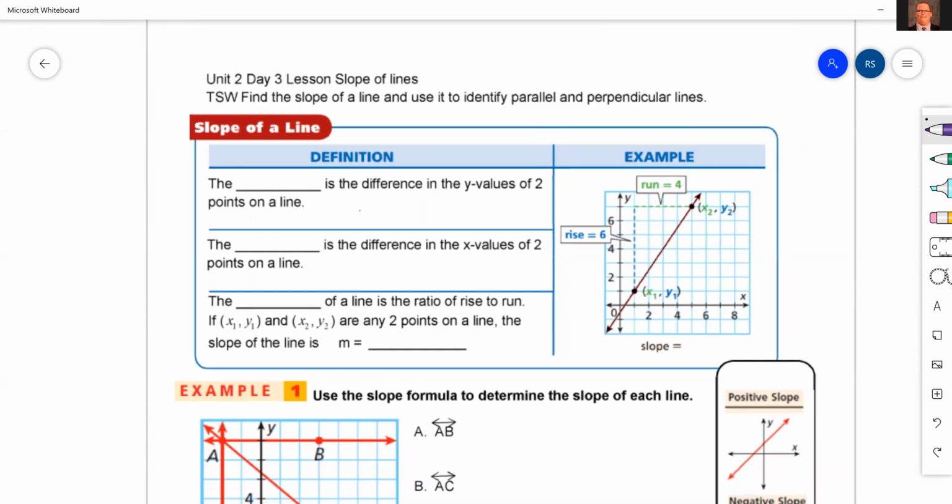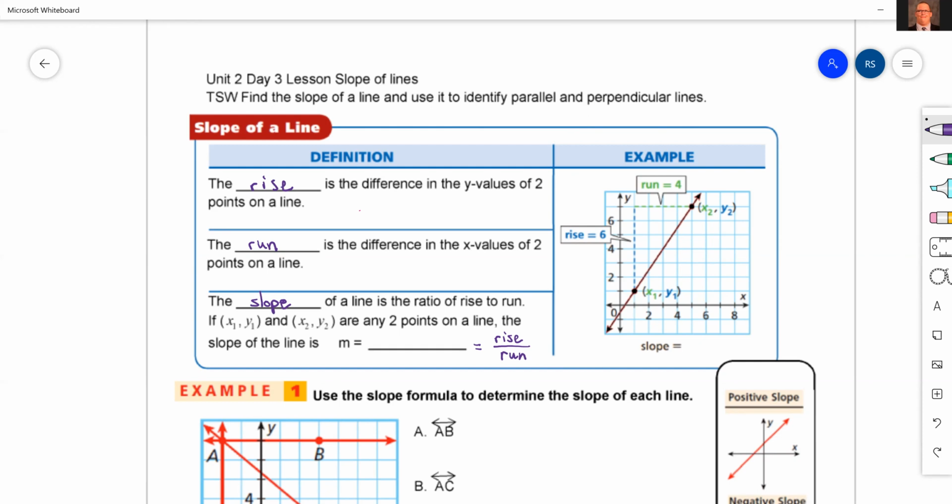So let's just start with definitions. First, we're going to say the rise is the difference in y values of 2 points on a line. The run is the difference in x values. So that's why when you think of slope, many people say, oh, I know slope. Slope is rise over run. That's probably what you remember it as.